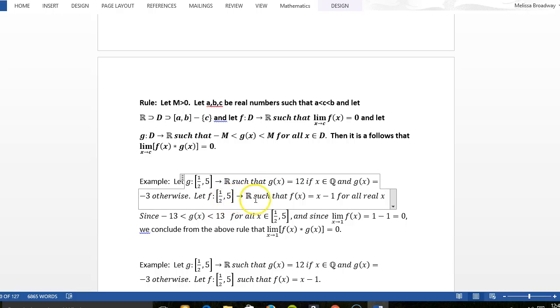Not for g, but for f, we have total continuity. F of the limit as x goes to 1 of f of x is f of 1, which is 1 minus 1, which is 0. So by continuity, we have that. We conclude from the above rule that the limit as x goes to 1 of f of x g of x equals 0.